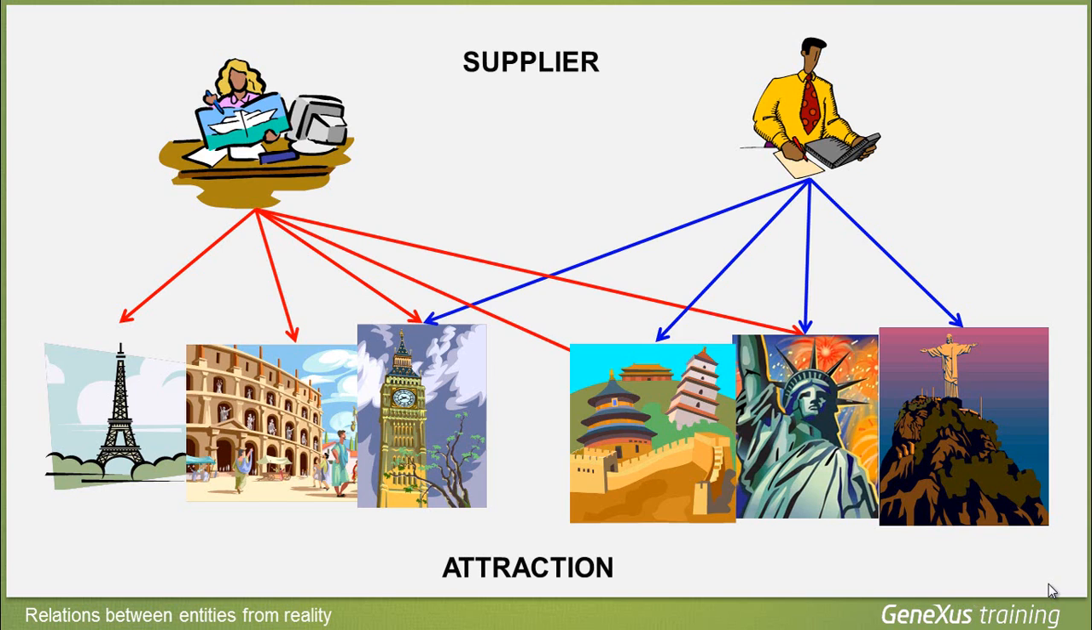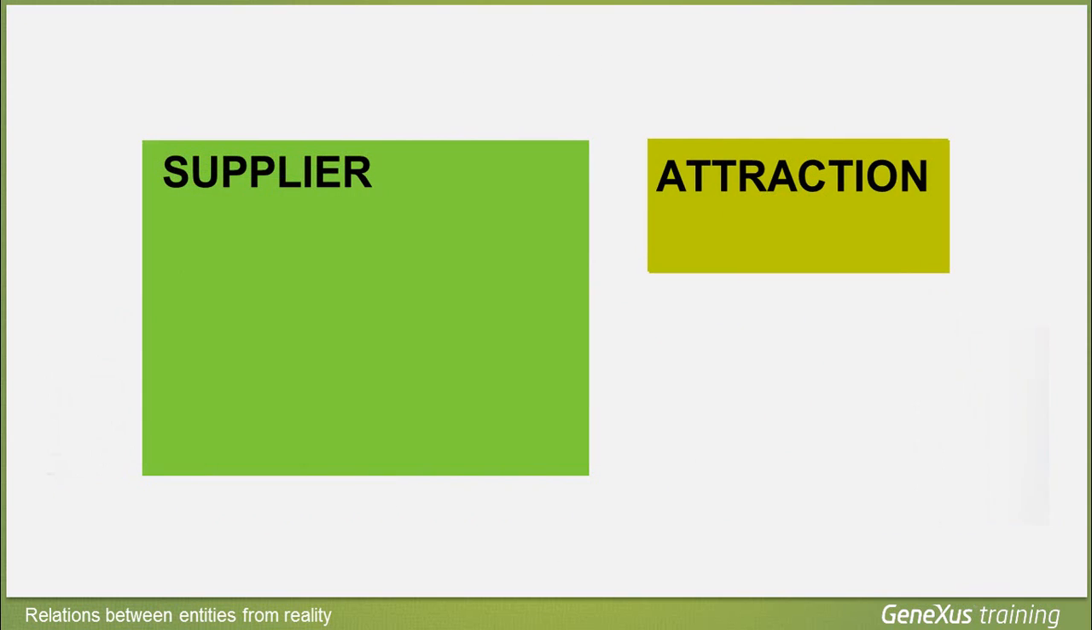So, the relation between suppliers and attractions is no longer a one-to-many relation, but rather a many-to-many relation. And how should we represent this in GeneXus? The solution is to use two transactions, one for each entity. Also, to one of them we add the other as the second level.